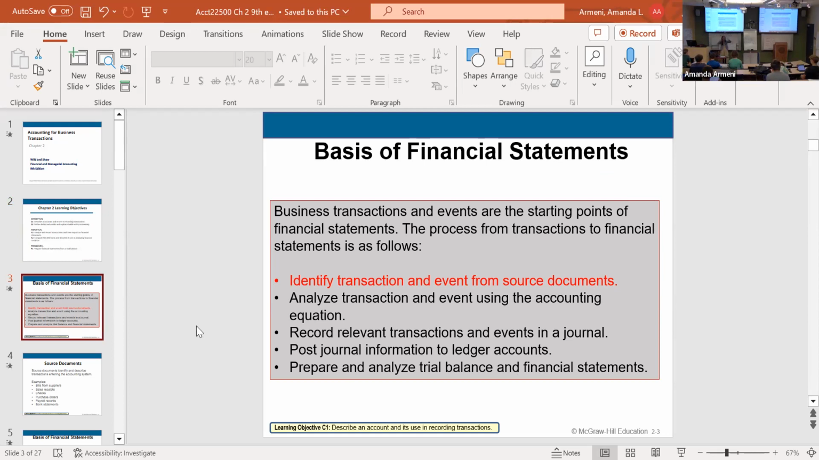We have, again, this process that we have to work through. It starts with the transaction actually happening, and it ends with us preparing those financial statements, right? At the end of chapter 1, we got introduced to the financial statements. There are 4 financial statements that companies must create. They're required to by law at the end of every one of their accounting periods, okay?